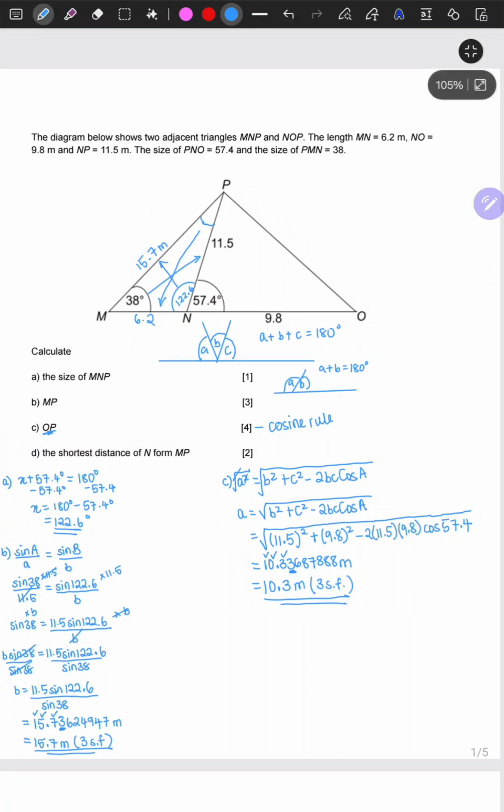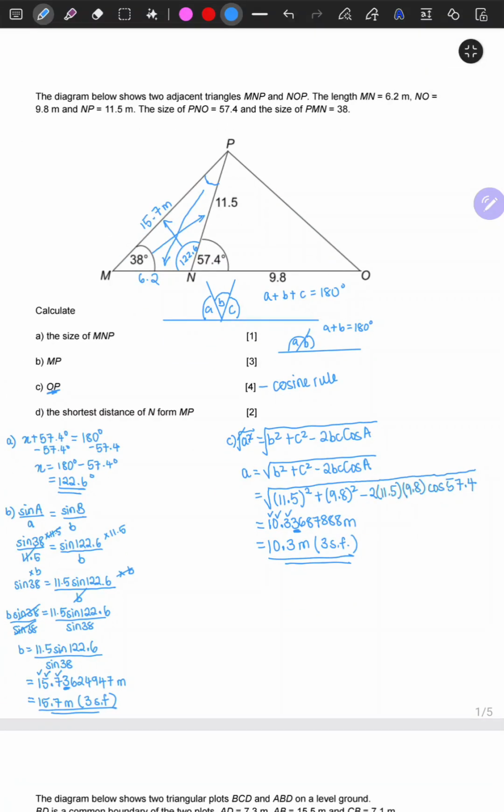Wonderful, very simple. And then the next thing that we're going to do, we're going to proceed to D. So usually I would write my measurement. 10.3 meters is fine. And then it says the shortest distance of N from P. Oh, this was supposed to be from. So the shortest distance of N from MP. Oh, I'm going to have to rub all of this. I'll just put the 122.6 there. So the shortest distance of N from MP would be this.